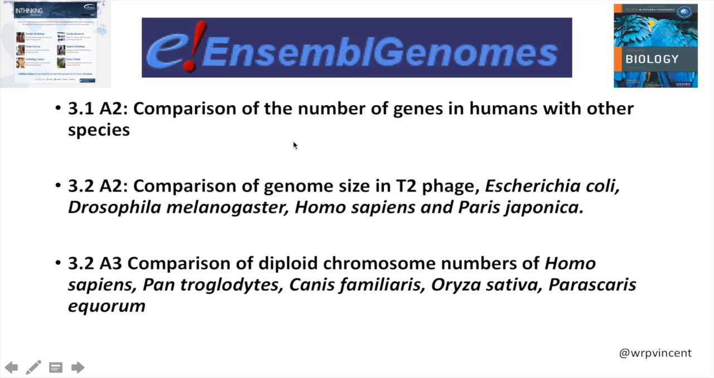which is comparing the number of genes in humans with other species, and then the second application in topic 3.2, which is comparison of the genome size in the T2 phage, Escherichia coli, Drosophila melanogaster, Homo sapiens, and Paris japonica. And then the third application in 3.2, which is comparison of diploid chromosome numbers in the following species.